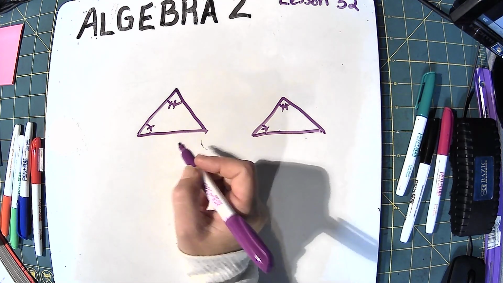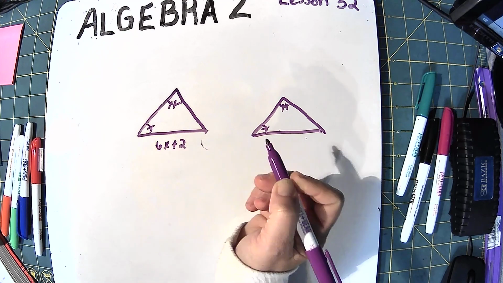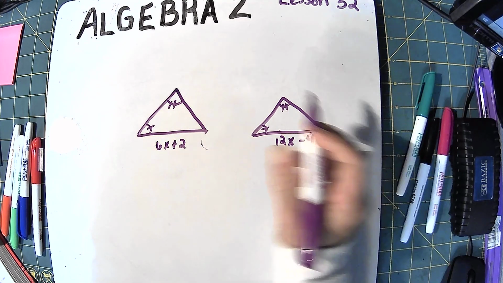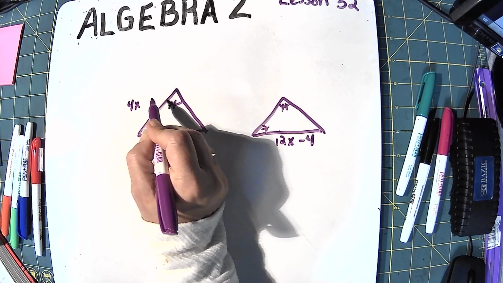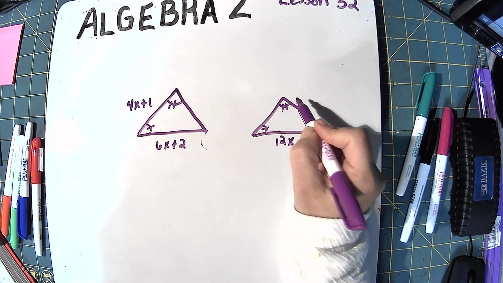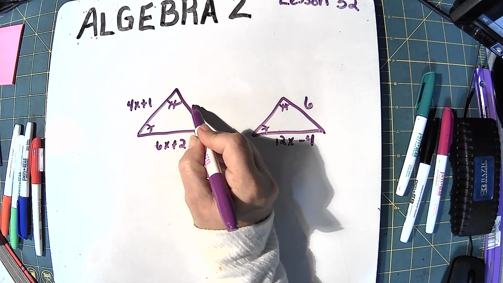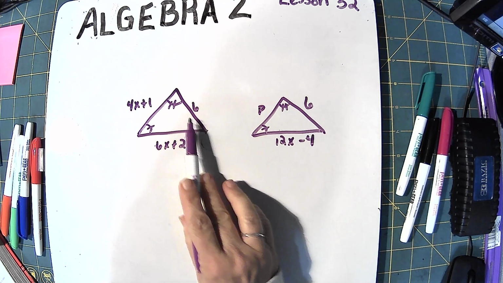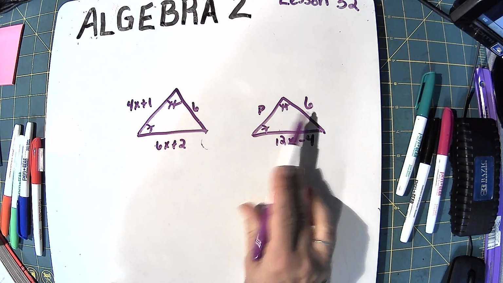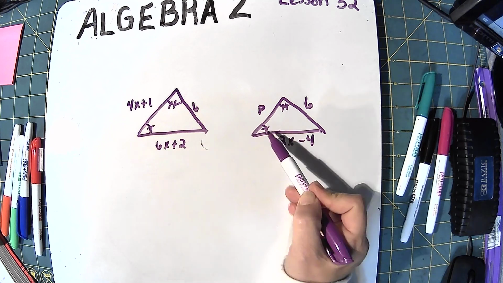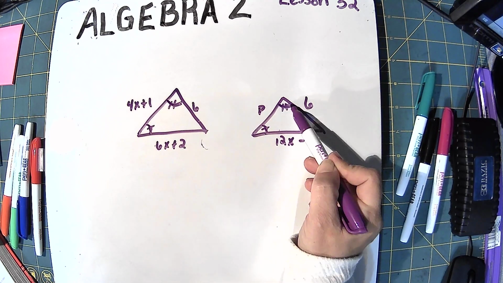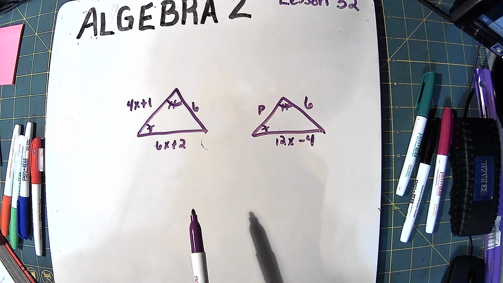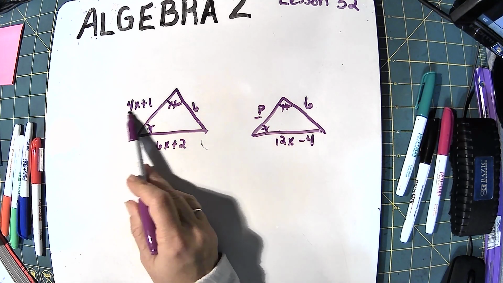All right, then it says 6x plus 2 on the bottom of this one, and we've got 12x minus 4 on the bottom of that one. This side is 4x plus 1, and then this side is 6, and then over here we have a 6, and then we have a P right there. Well, this 6 and this 6 tell us that these are congruent triangles, because if this corresponds to this and that one corresponds to that one, and both of these sides are exactly the same, that means that these are congruent triangles. All right, so that means P corresponds to 4x plus 1.